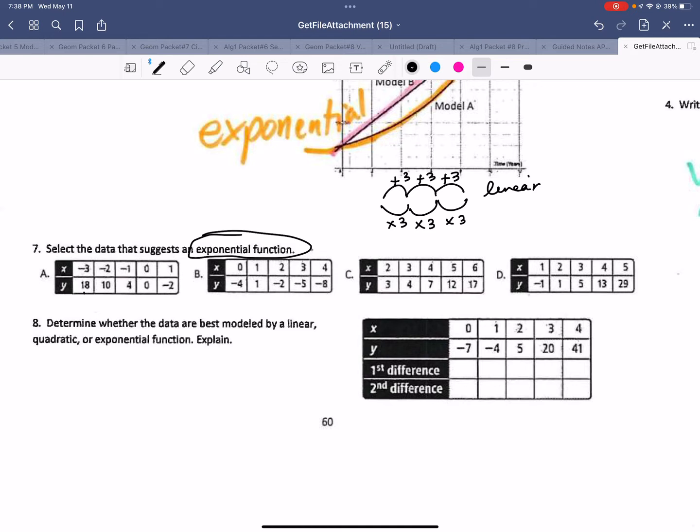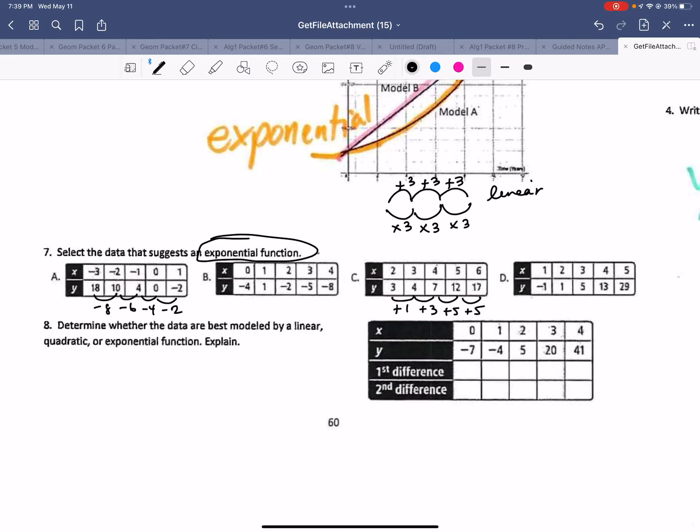Okay, so if we look here, it looks like that went down 8, down 6, down 4, down 2. Okay, that's not steady. What about this? Here, it went down and back up. Here, up 1, up 3, up 5, up 5. Interesting, right? Here, up 2, up 4, up 8. That's doubling each time, right? Up 16. Yeah, I'm liking this. This looks like it's doubling each time.